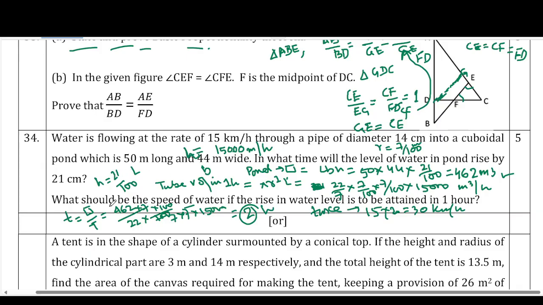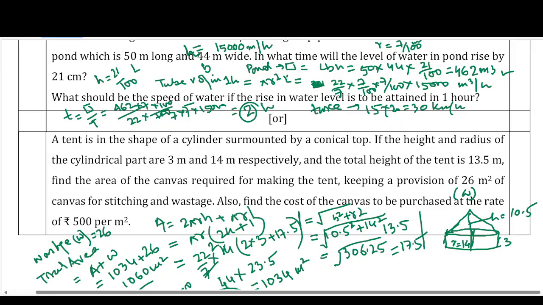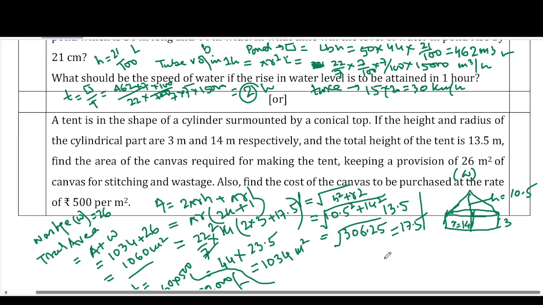Now the last question: what should be the speed of the water if it is to fill in 1 hour? If the speed is 15 km per hour, we need 2 hours. For 1 hour, to fill the same water, we need to double the speed, means 15 into 2, 30 km per hour will be the speed. This is also an optional question.